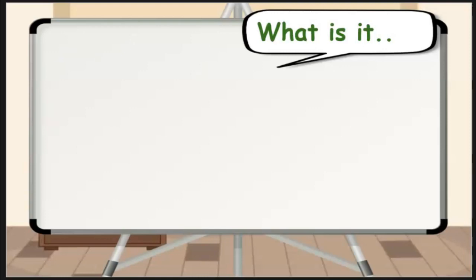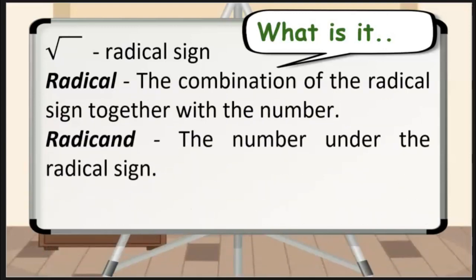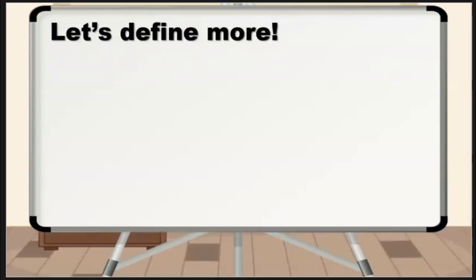Moving on, a real number has its principal root that can be extracted when using the symbol that is known as radical sign. The combination of the radical sign together with the number is called a radical. The number under the radical sign is known as the radicand. Here it is. In square root of 36, the radicand is 36, and the principal root is 6. In square root of 2, the radicand is 2, and the principal root is 1.414235, and so on.